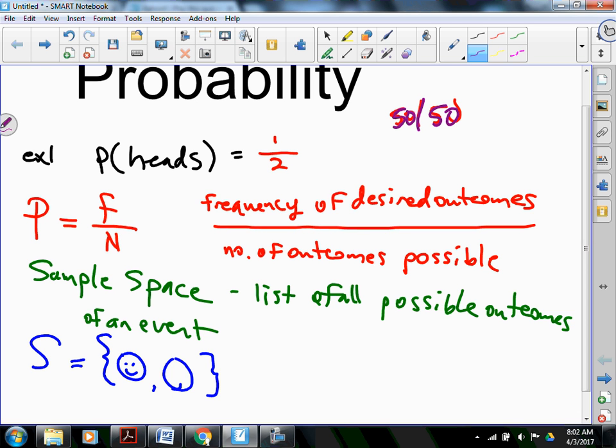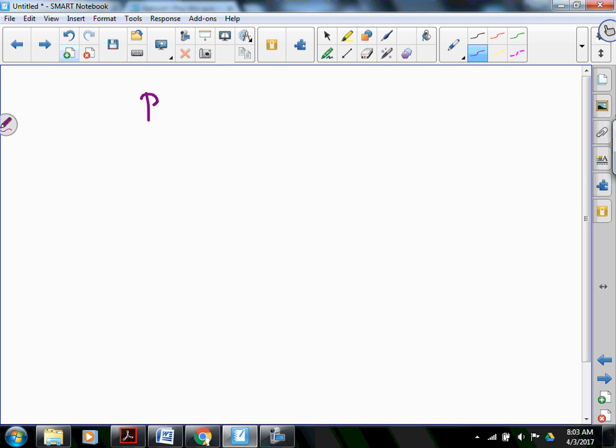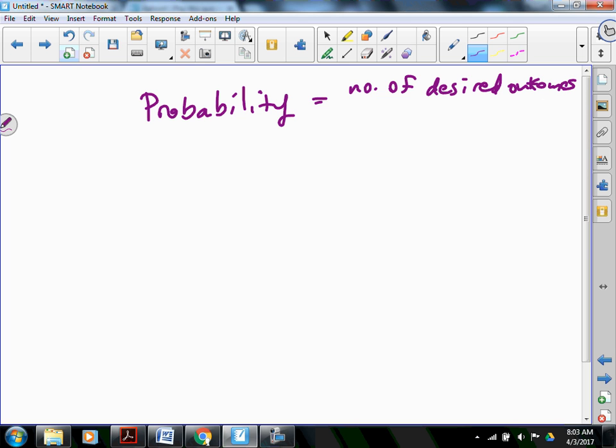So anyway, let's take a look at some things about probability. Again, it's defined as the number of desired outcomes over the number of possible outcomes. The nice thing about the sample space method is however many things are in our sample space, that's going to be our denominator anytime we calculate a probability problem. So if we can find the sample space, finding probabilities is a piece of cake or a piece of pie.